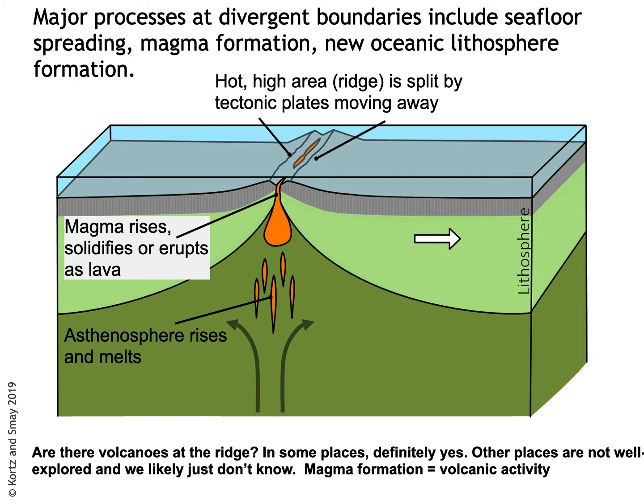At the plate boundary itself, this is a high area. It's kind of buoyed up by the fact that it has this ton of hot asthenosphere rock below it. So it's elevated high above the rest of the ocean floor. This is called the ridge. And the ridge is split in two by the tectonic plates moving away from each other.